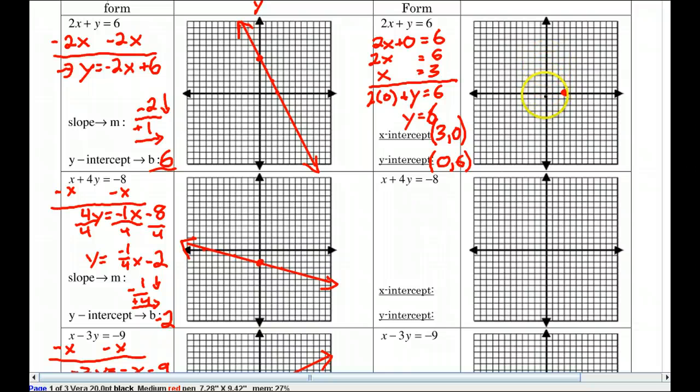So we start at 0 and go 1, 2, 3, 4, 5, 6. Right? And then use your straight edge, once again, and you should get the same exact line. Same exact line. On the back.